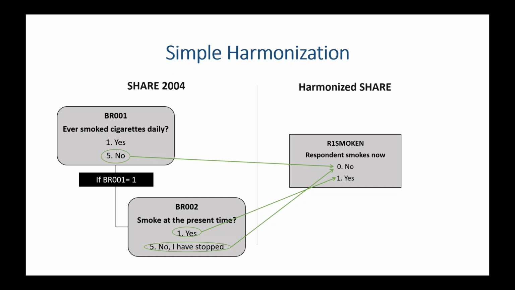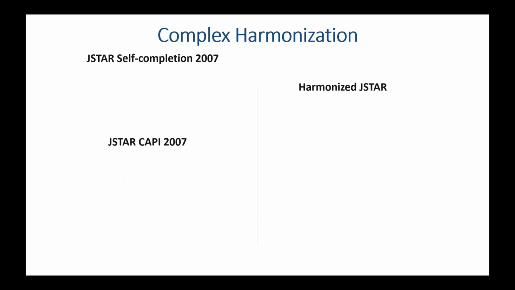So this is an example of a really simple version, right? This is just a one-step skip pattern to create this harmonized variable, which might save you a little bit of time if you're comparing two different countries. But it's not going to save you a lot of time. This is the simplest example, and so I'd like to also show you a complicated example.